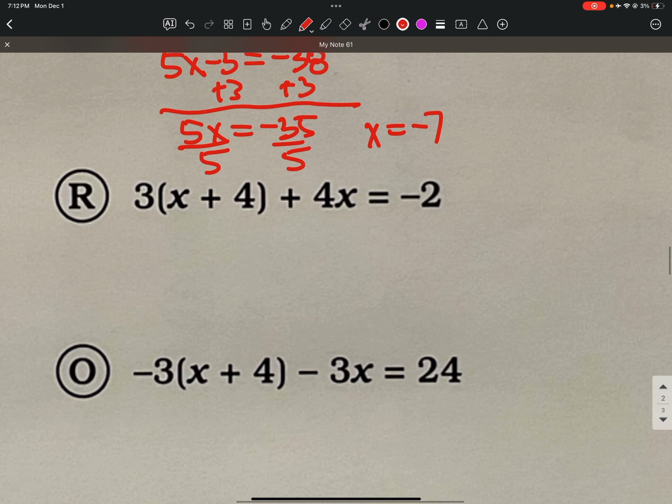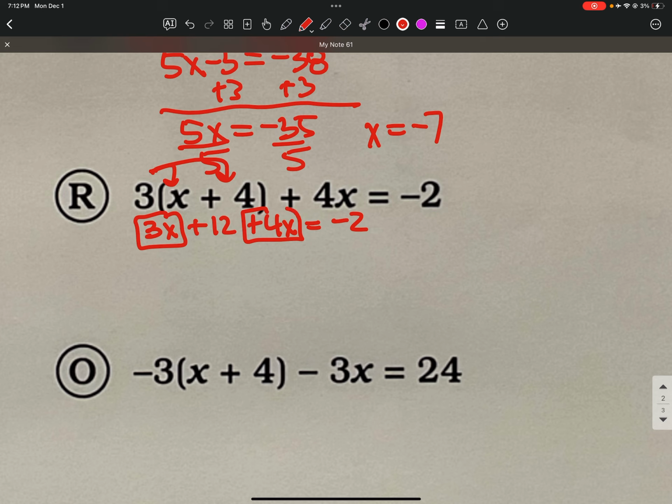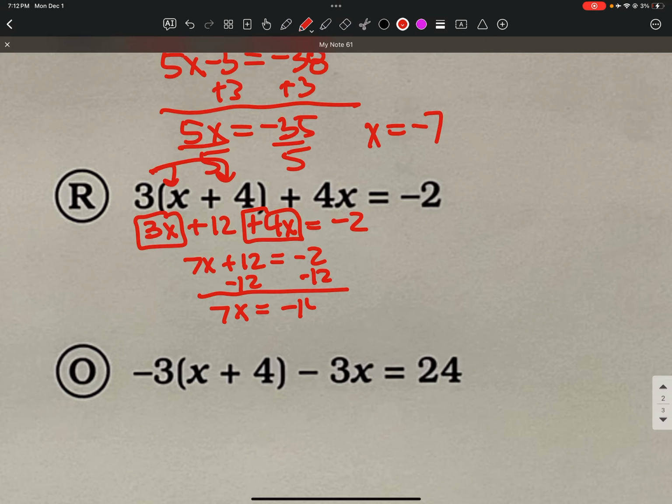Over here, 3 times x, 3x. 3 times 4 plus 12 plus 4x equals negative 2. 3x's and 4x's is 7x's. Plus 12 equals negative 2. Minus the 12, move it over here to this side. 7x's equal negative 14. Divide by 7. X equals negative 2.